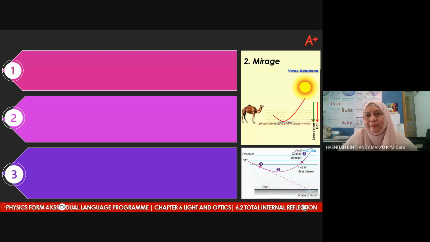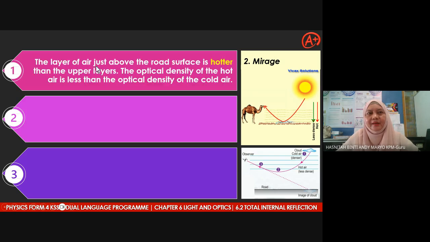Okay, so what happened here? I took this diagram from your textbooks. You can see the numbers, it is according to the notes here. Number 1, this is number 2, and this is number 3. This is our eye, the observer, when we are driving inside a vehicle or a car. So what happened here? The layer of air above the surface is hotter.